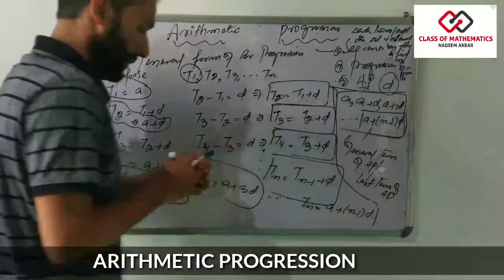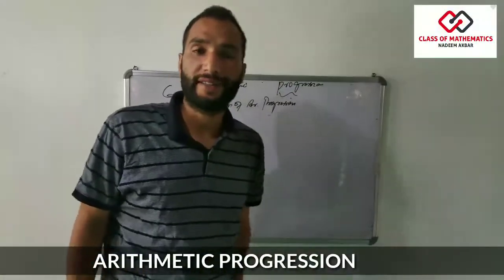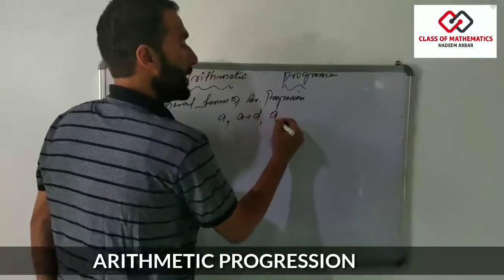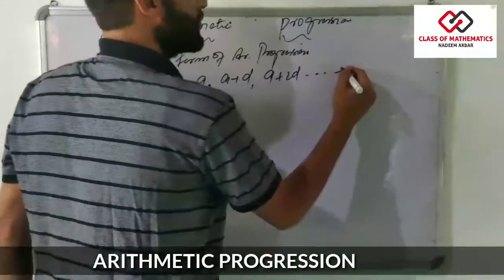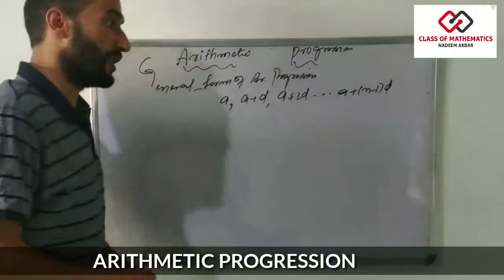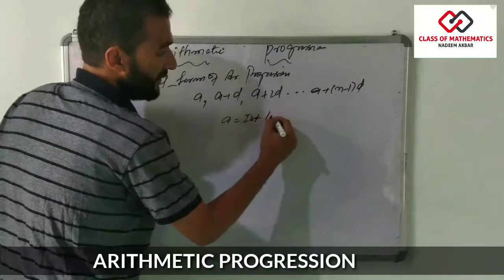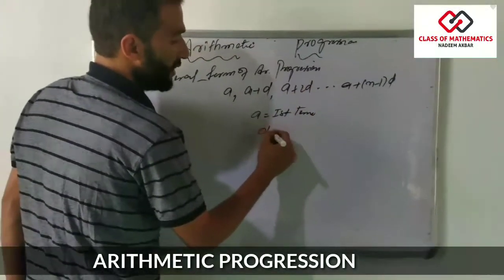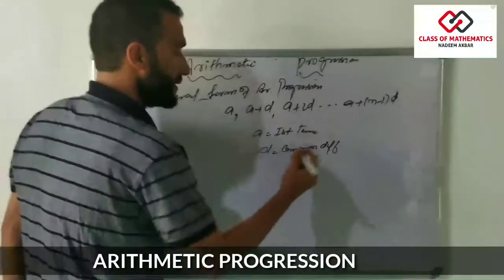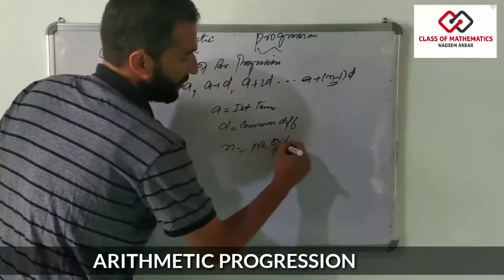Now moving here, the general form of this arithmetic progression, that is A, A plus D, A plus 2D, dash up to A plus n minus 1 into D. While this A is the first term, and this D is the common difference, and this n means number of terms.